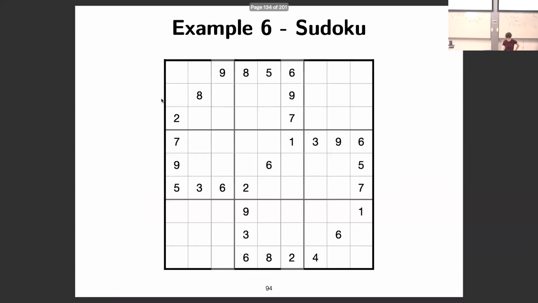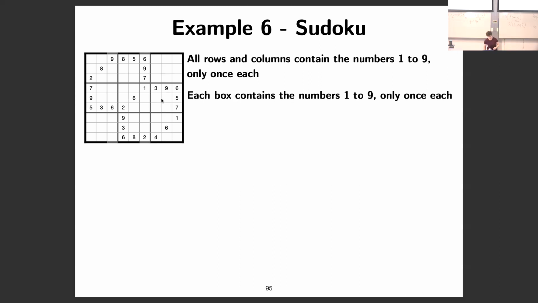So okay, we're going to talk, should I start Sudokus now? We've got 5 minutes. I'll do 5 minutes of Sudoku. So everyone knows how to solve a Sudoku? Check. Everyone knows what a correct solution to a Sudoku is, what the constraints are, I hope. Here are the constraints. All rows and columns must contain the numbers 1 to 9 only once each, and each box must contain the numbers 1 to 9 only once each.